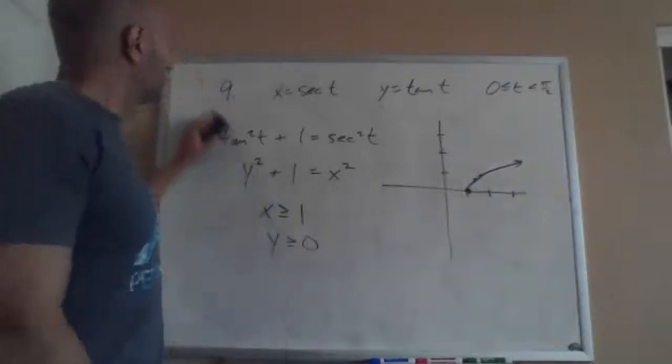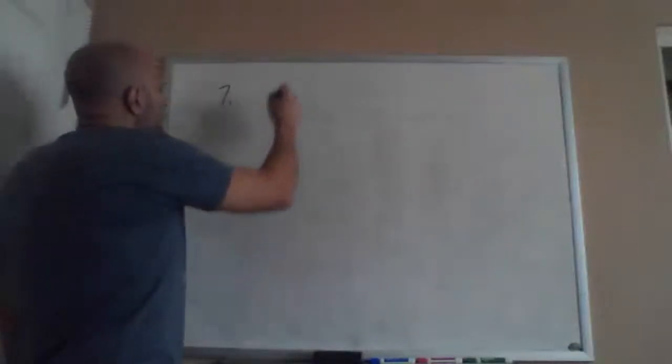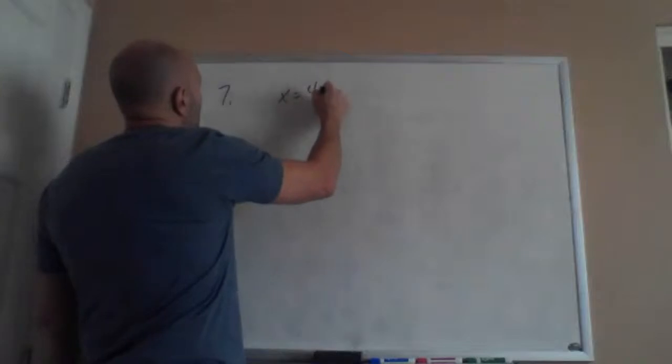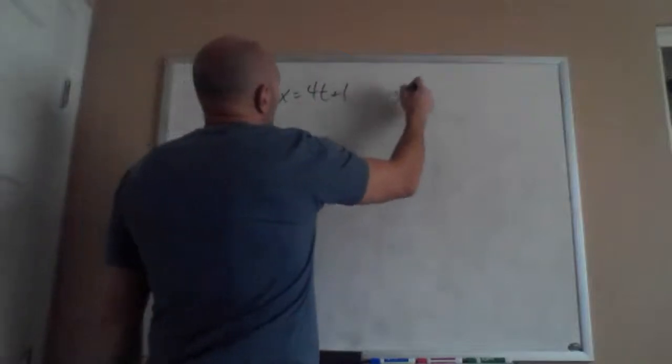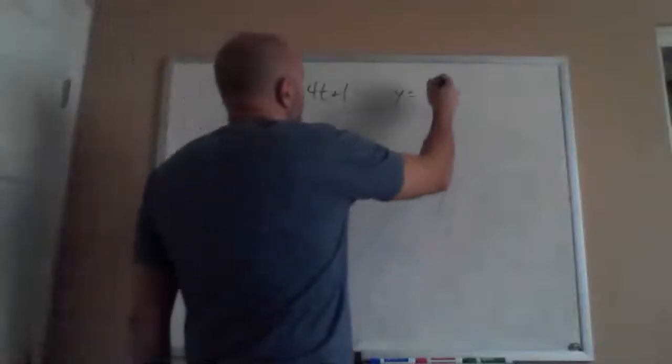All right, so that was all of our trig ones. And then the last one is number 7, which is no trig functions anymore. So we have x is 4t plus 1, y is (t plus 1/4) squared.